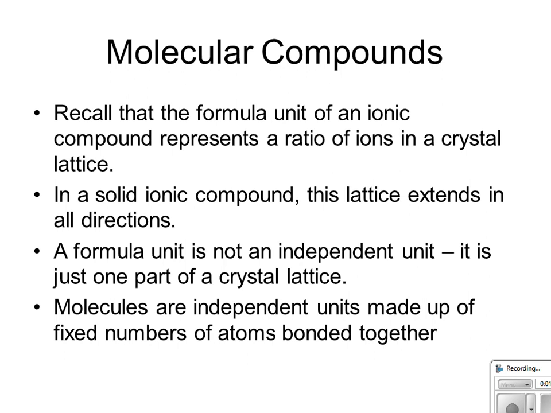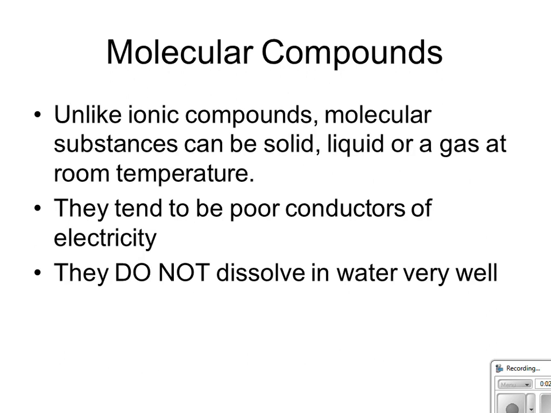With molecular compounds, being independent units, you can't have a big piece or a small piece of this molecular compound. They have a fixed number of atoms, so it's always a specific number that you find for that molecular compound. So unlike ionic compounds, molecular substances can be solid, liquid, or gas at room temperature. They tend to be poor conductors of electricity, whereas ionic compounds are good conductors, and they do not dissolve as well in water compared to ionic compounds.